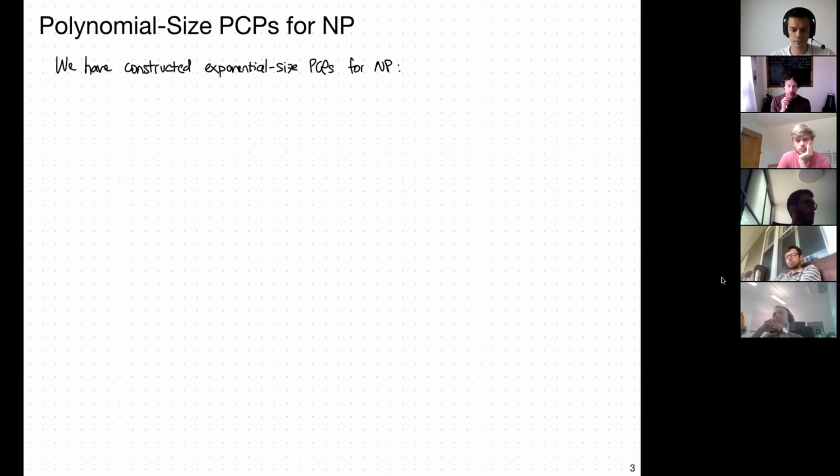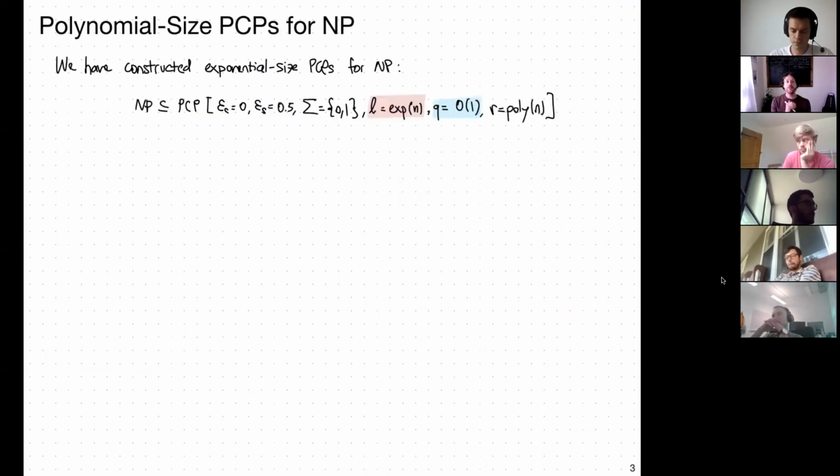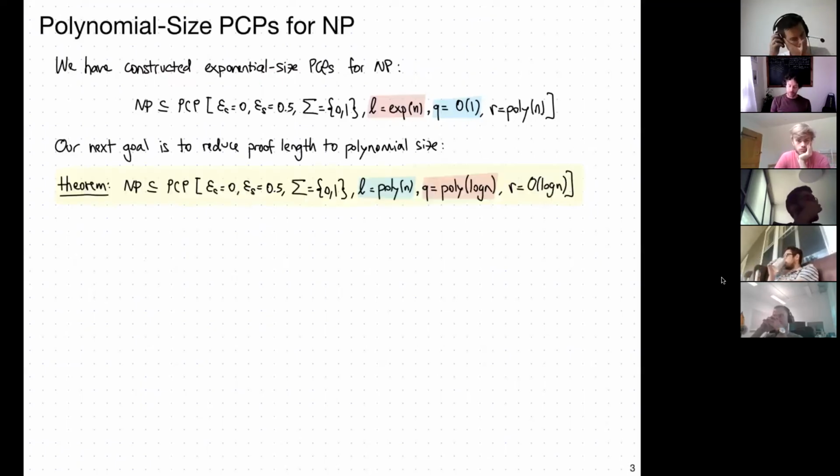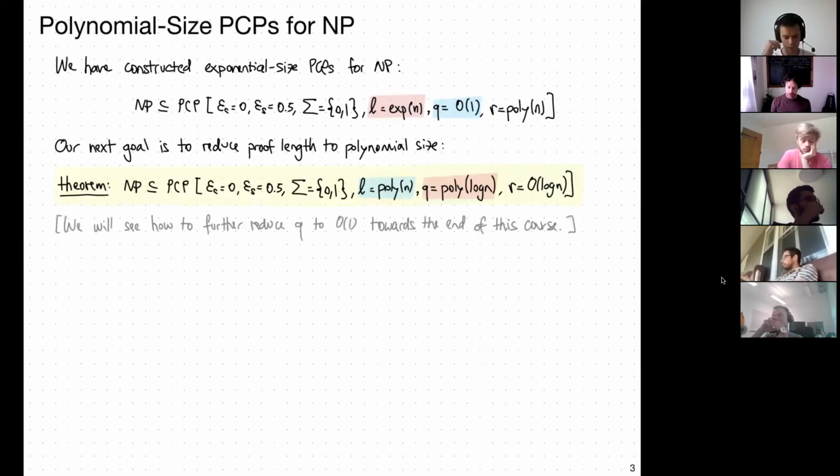So, we have these exponential size PCPs for P. This is the theorem that we proved yesterday. We'll reduce it, and today we'll actually prove the following theorem. The parameters will be exactly the same, except for the polynomial length and the polylog query complexity.